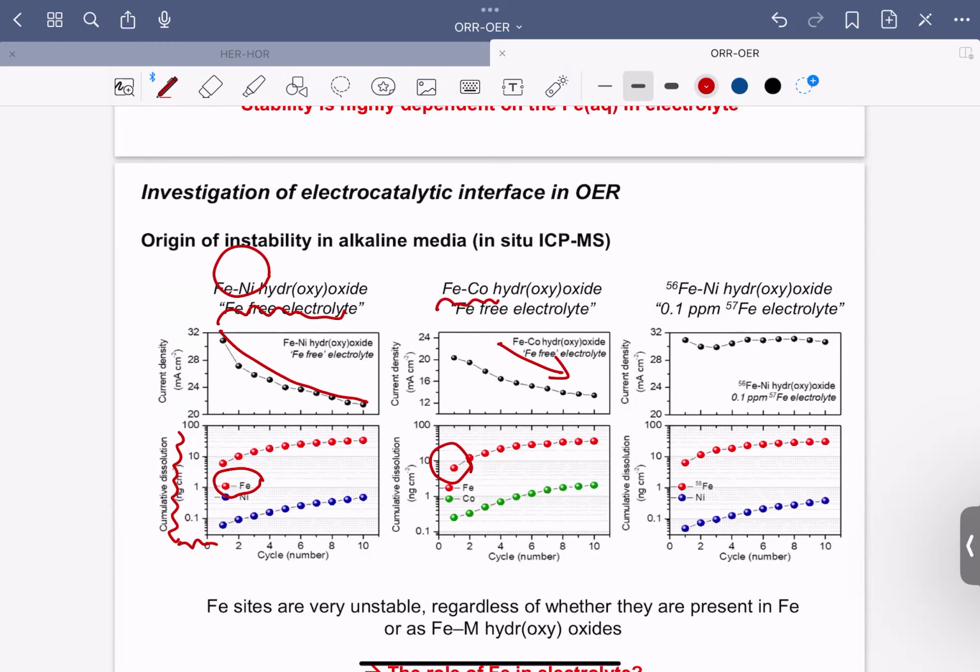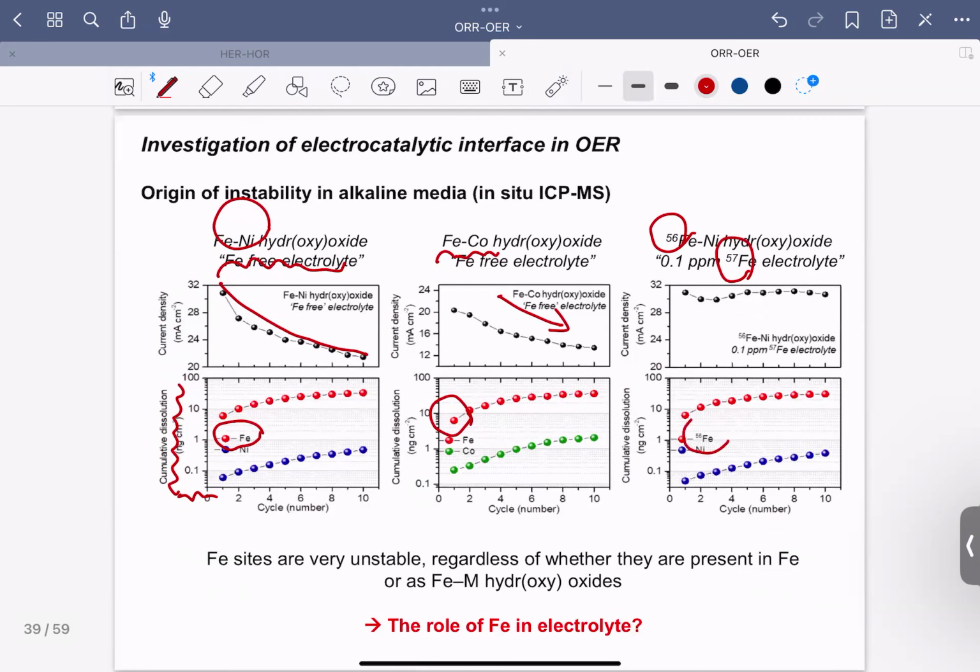So I prepared the electrode with iron 56 and the electrolyte with iron 57 and measured how the iron 56 can be dissolved. Please keep in mind iron 56 is incorporated as an electrode at first. And the data shows that it is almost identical with the case we discussed when there is no iron in the electrolyte, right? So this is really striking because even though the activity is maintained, the iron in the electrode can be dissolved out very quickly during just 10 potential cycles, right?